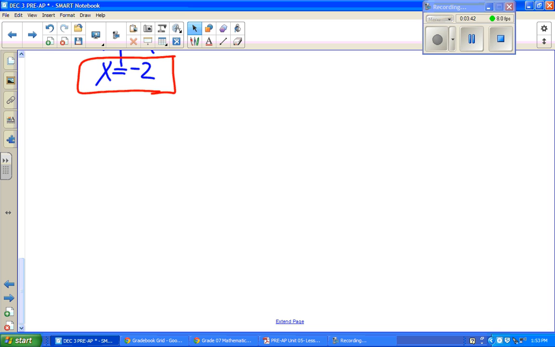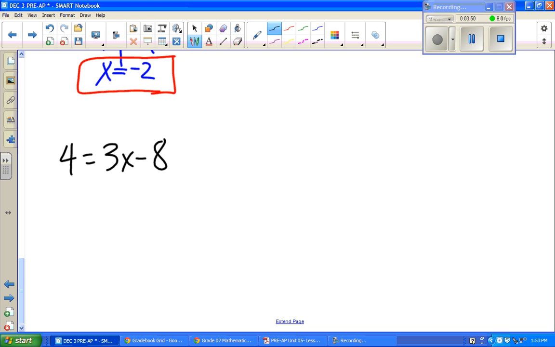Moving on to example number 2. I have 4 equals 3x minus 8. Okay, well, the x's are on the right side of the equation, but that's no big deal. We still handle this the exact same way. I have a negative 8 attached to my x, so I'm going to get rid of that first by adding 8 on both sides. I draw a line here so you can make sure what you have on one side you have on the other side.